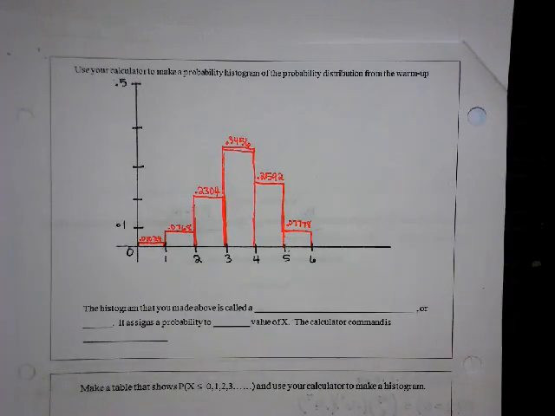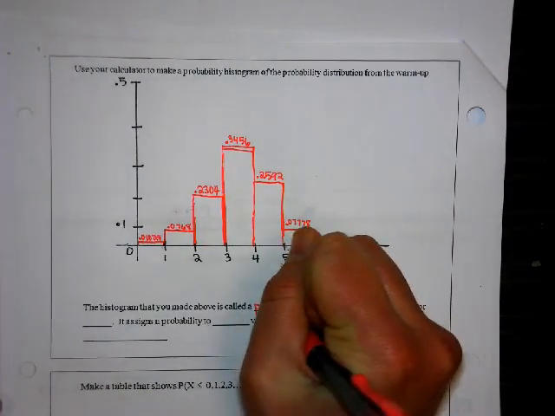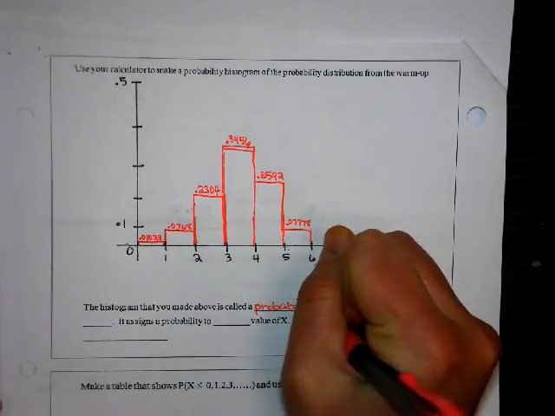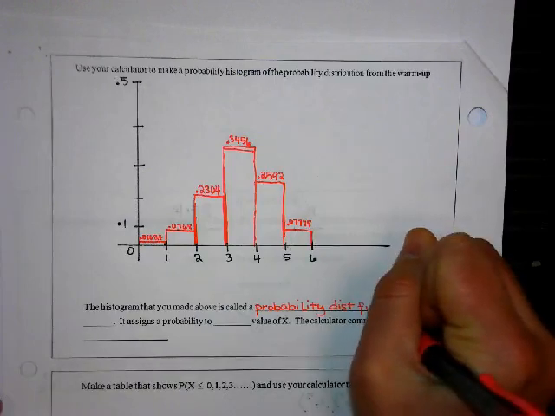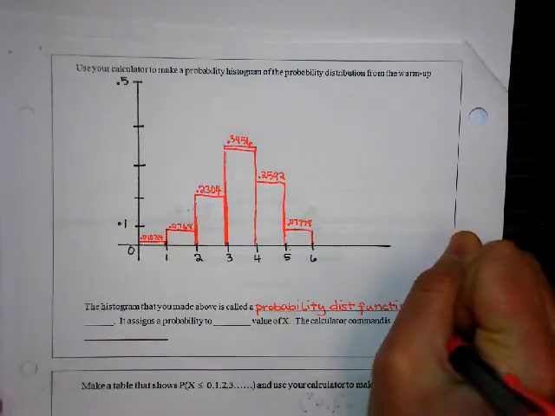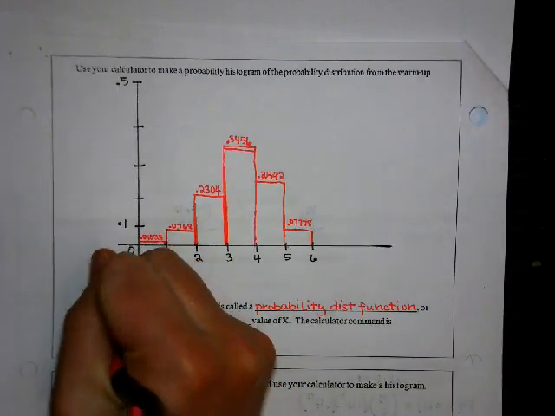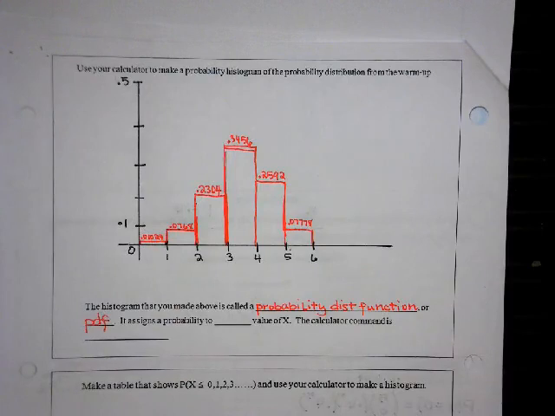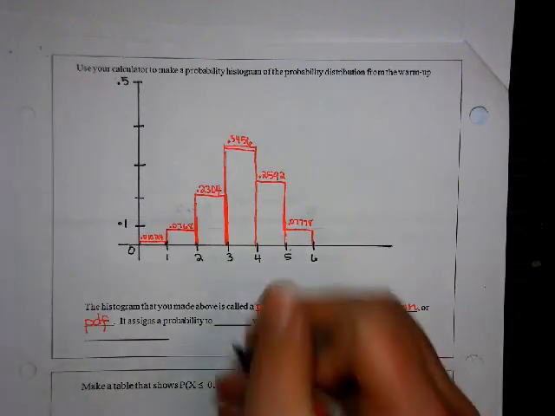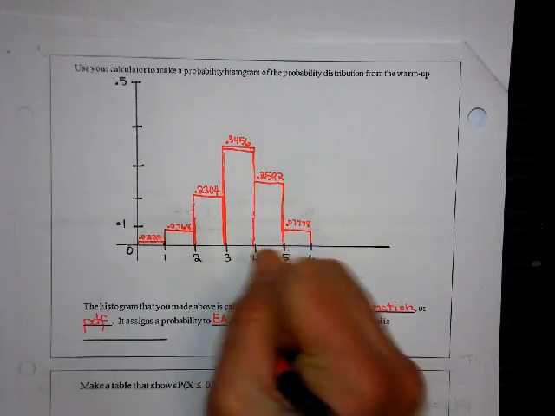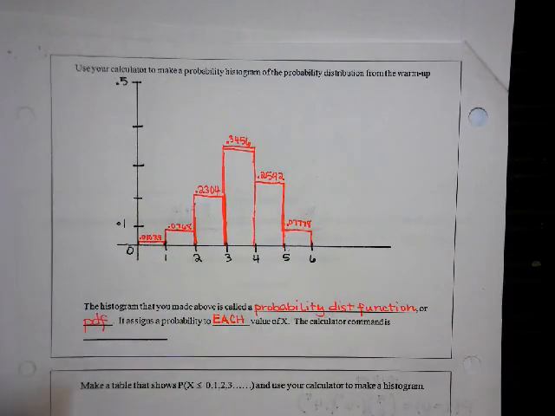It's called a probability distribution function. I'm going to abbreviate distribution so I can fit the word function in there. And you know, math, so we have an abbreviation for it. So it's also known as a PDF. What a PDF does is it assigns a probability to each value of x. So the probability when x equals 0 was 0.01024. When we want to find the probability x equals 4, that was 0.2592.